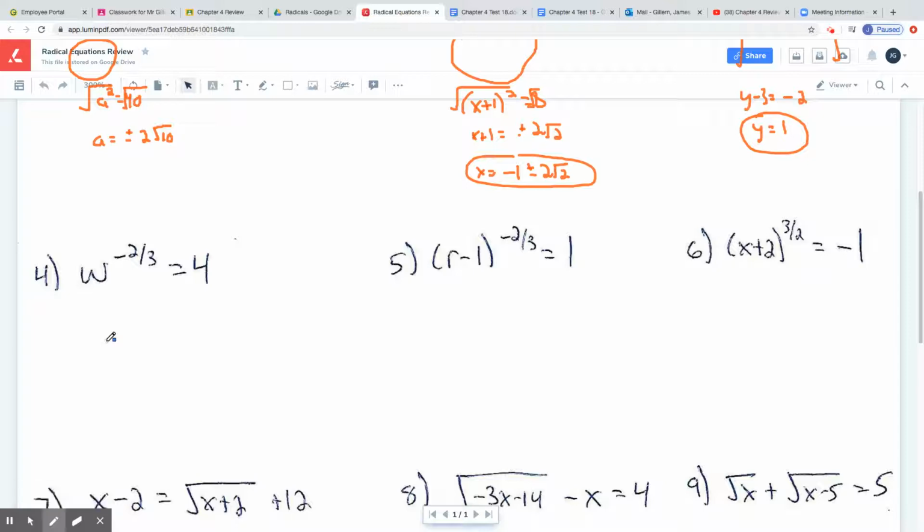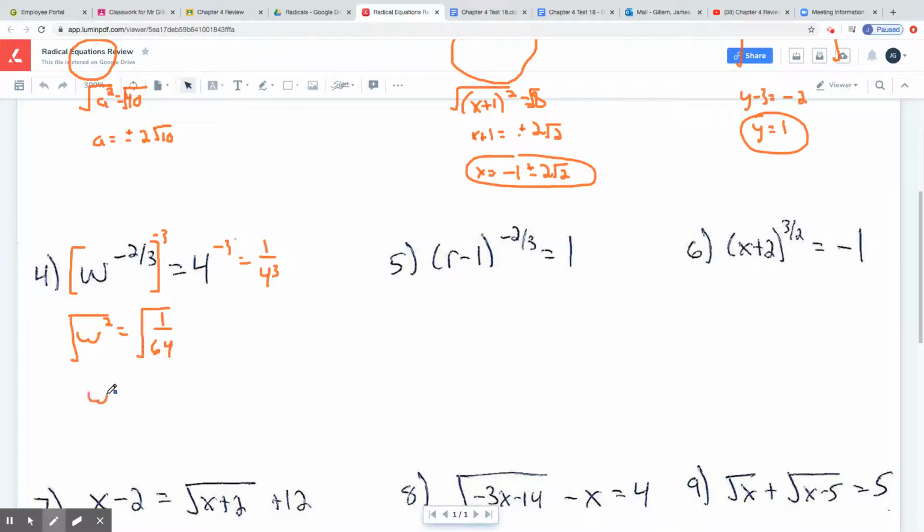All right, 4. We got w to the negative 2/3. So we are going to raise it to whatever the denominator is, which is 3. And since it's negative, we're going to raise it to a negative. We're going to raise both sides to that. So I get w squared equals 4 to the negative 3, which is really 1 over 4 cubed, which is 1 over 64. Take the square root of both sides.